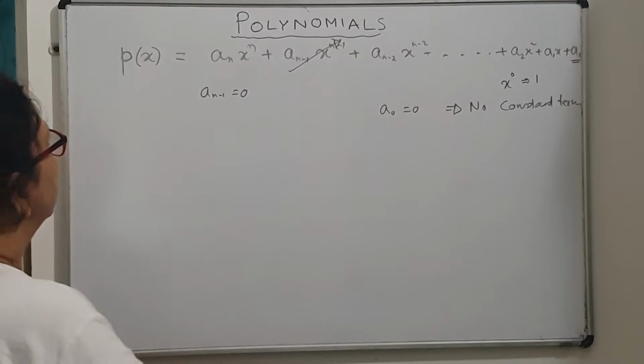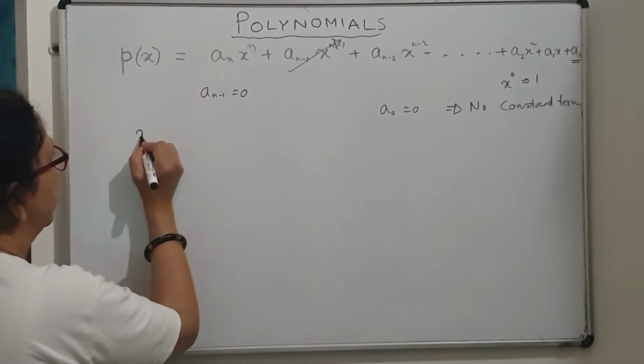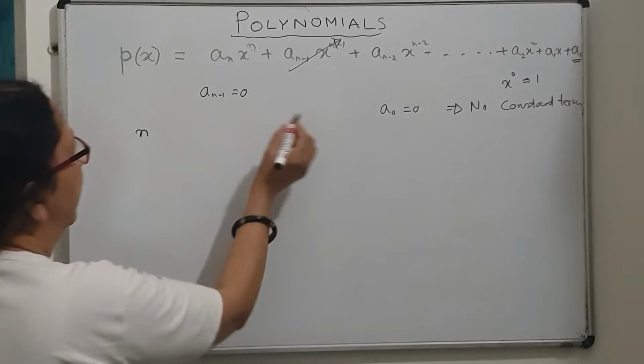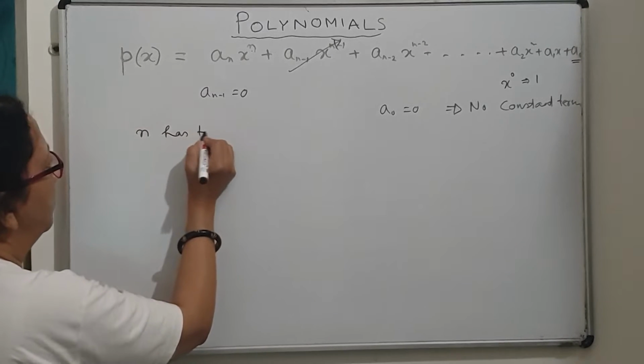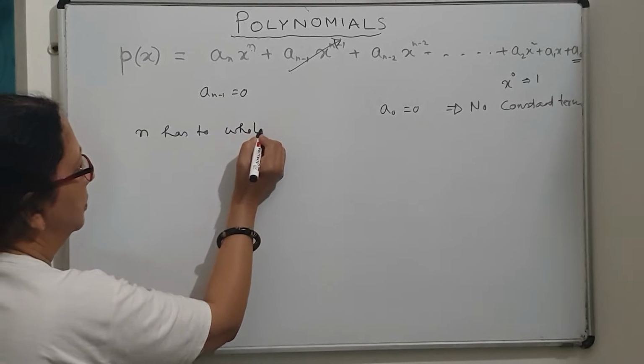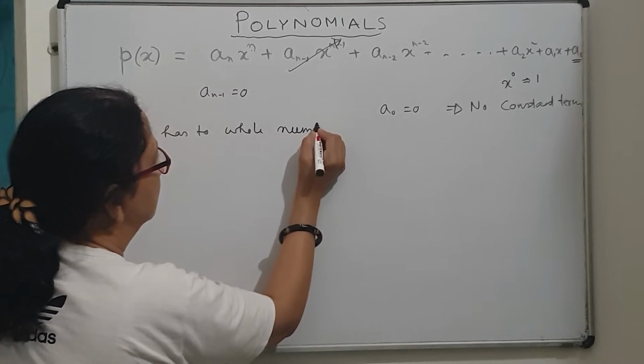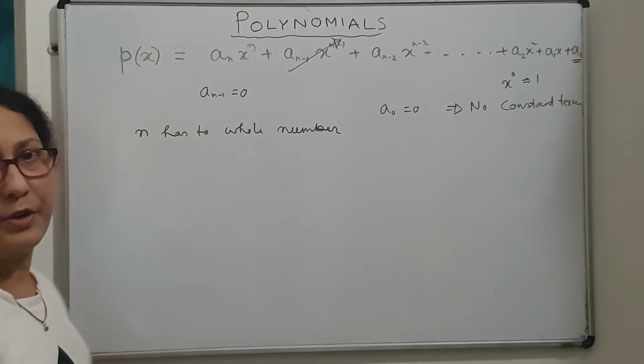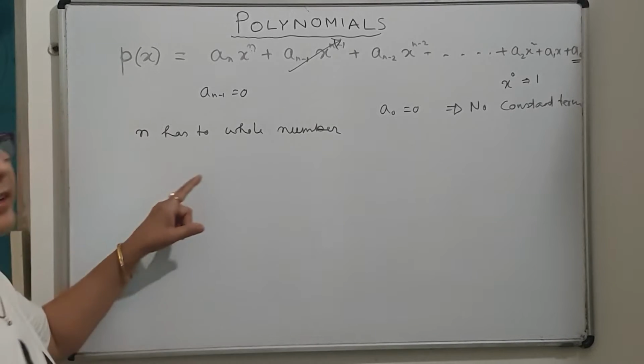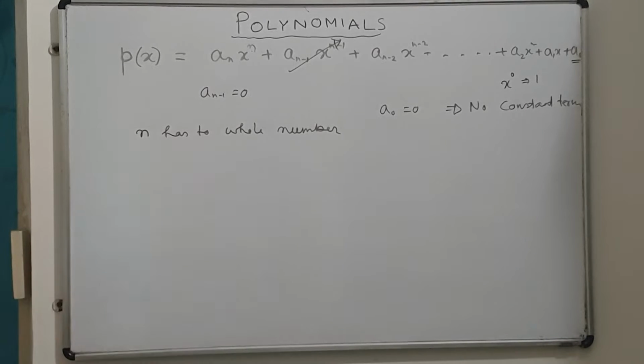Now the main important thing is this n has to be a whole number. It cannot be a fraction or negative. These are the characteristics of a polynomial.